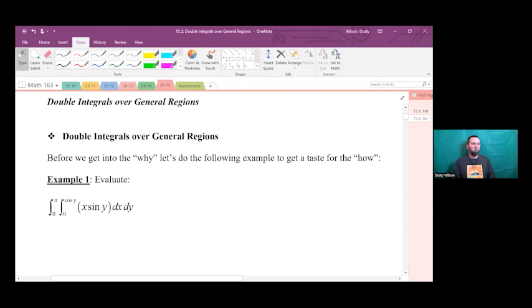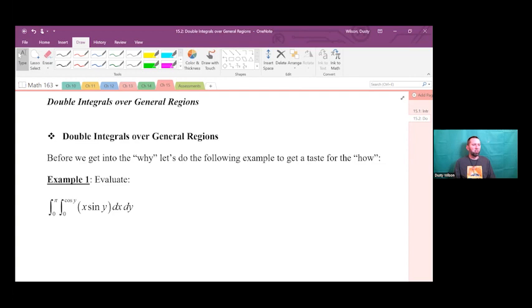So hope you enjoy this lesson as we bring things home with the beautiful topic of double integrals over general regions. Before we get into the why, let's do the following example to get a taste for the how.